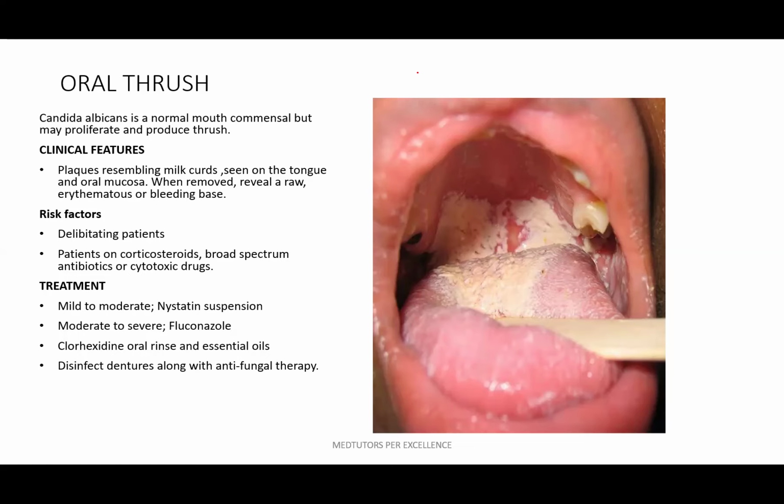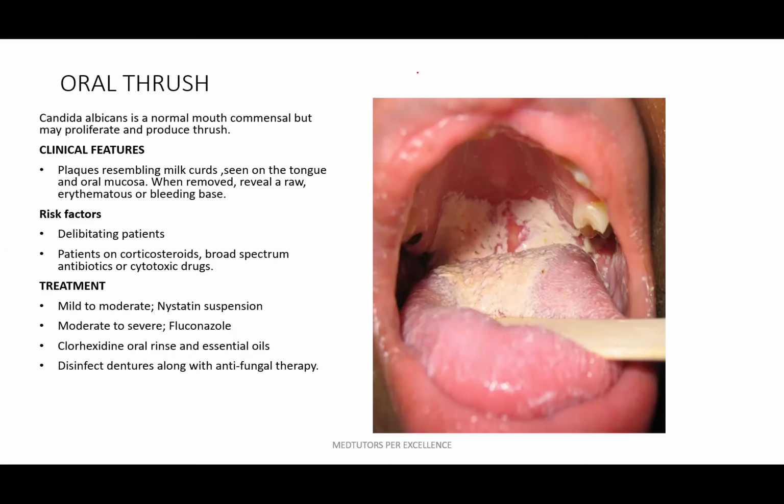Now, how is it treated? If the oral thrush is mild to moderate, you can use nystatin suspension. They are prescribed as drops. Okay, it is a solution in a container that is prescribed as drops. So you just give like 4 to 5 drops TDS. Now, if it is moderate to severe, you use fluconazole tablet.